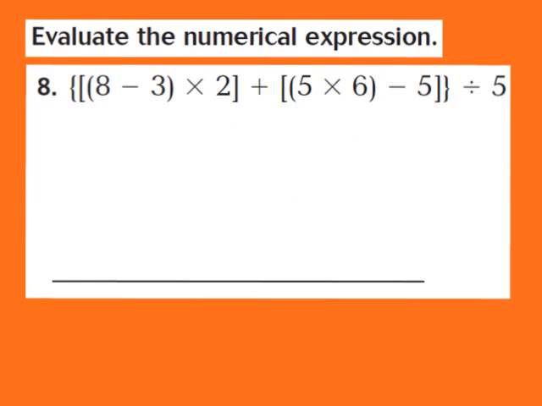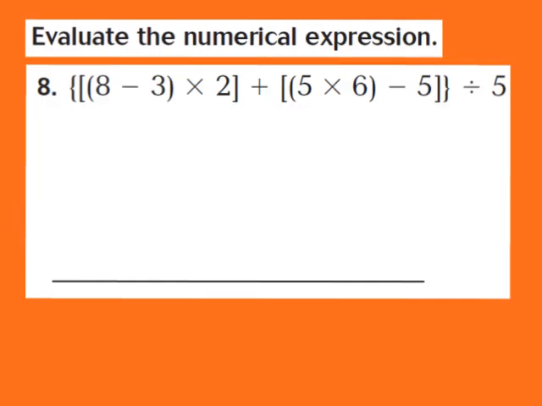Now, let's take a look at question number 8. Once again, our job is to evaluate the numerical expression. In this expression, you're going to see something a little bit different. We still have our parentheses, and we see two groups of parentheses. We still have our brackets. You see the set of brackets here and here. Around those brackets, you're also going to see something new, and those are the braces.